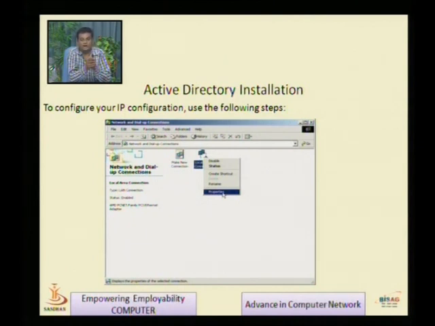To configure your IP address, what you have to check, use the following steps. You go to the network and dial-up connection. You will find a local connection, that is our local network interface card connection. You right click and select properties. It will display this window.